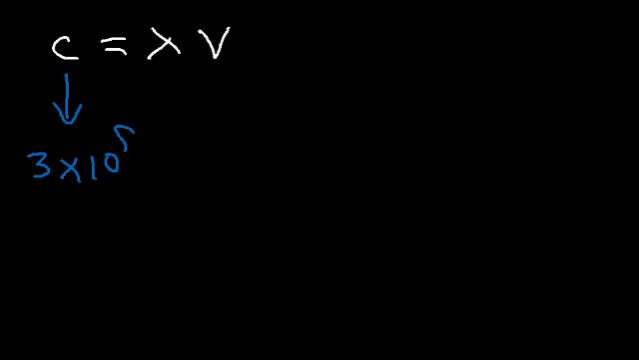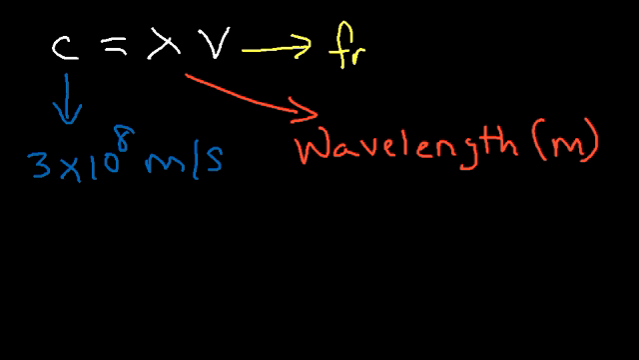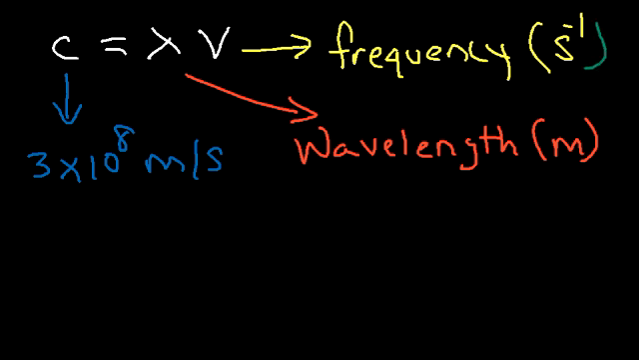Now, there are some equations that you need to know. The speed of light is equal to the wavelength times the frequency. C represents the speed of light, and the speed of light is 3 times 10 to the 8 meters per second. Lambda is the wavelength, and the wavelength is in meters. V is the frequency, and the frequency is measured as s to the minus 1 or hertz, Hz.